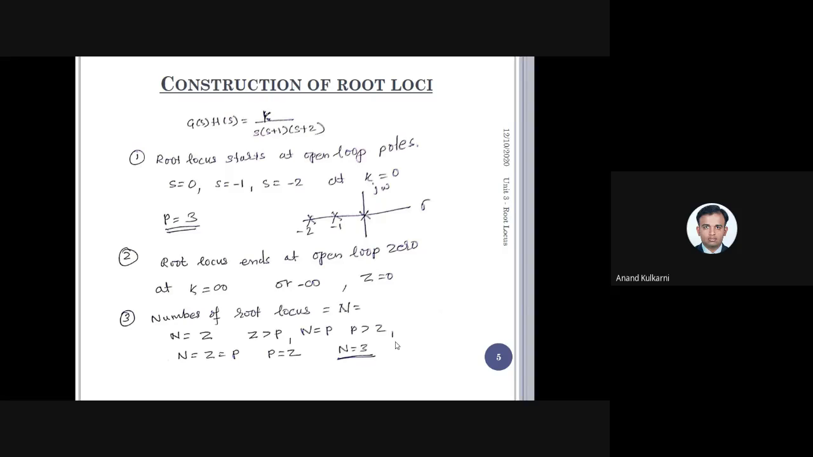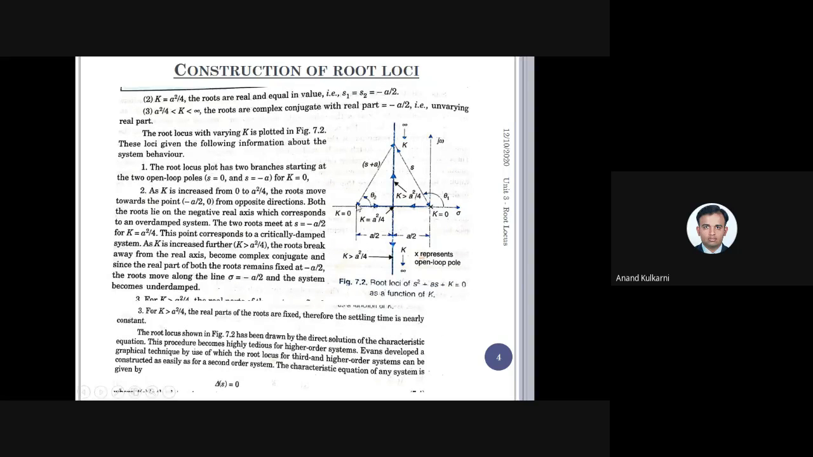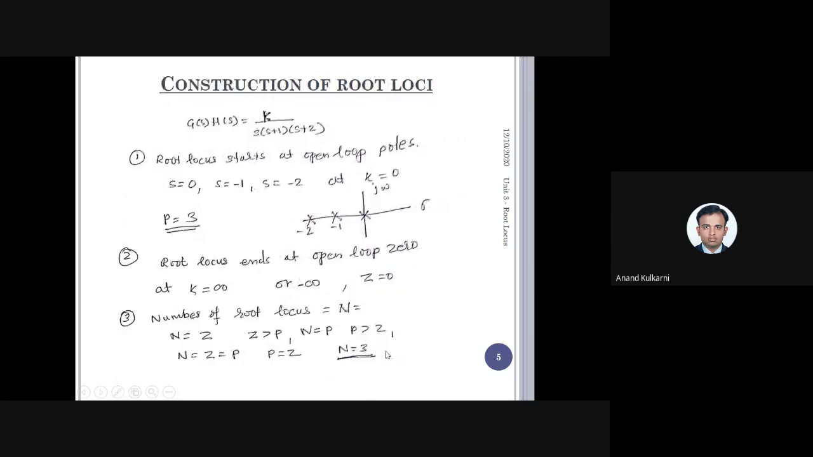Then you have to calculate the number of root locuses. How many root locuses are there? In the previous problem you have seen there are two root locuses, one starting here and one starting here, and there are two ending also. One which starts has to end. They meet each other, one going this way, one going this way. Similarly here, how many root locuses will there be?